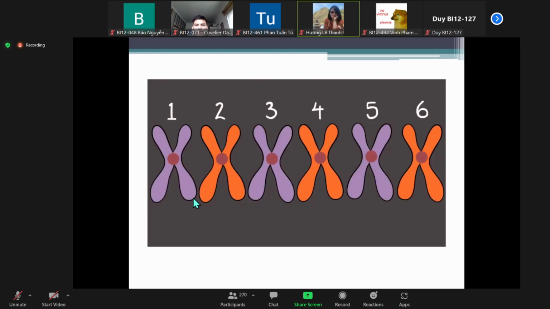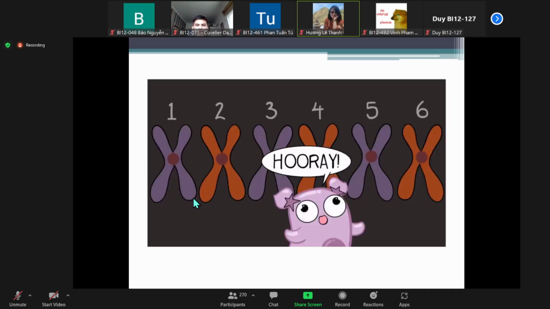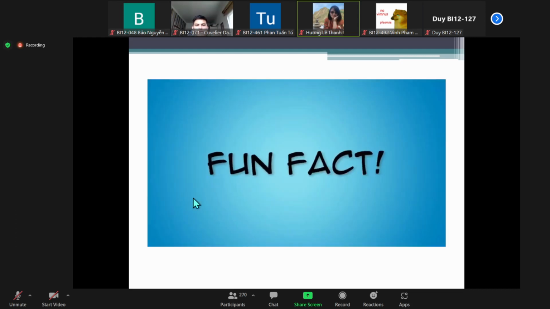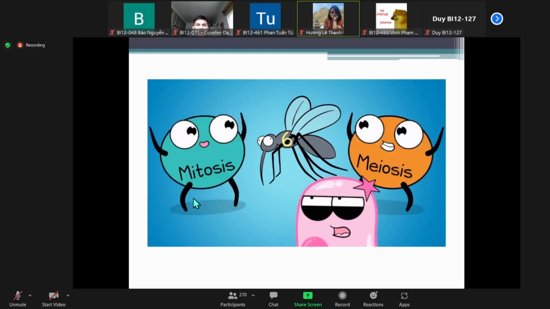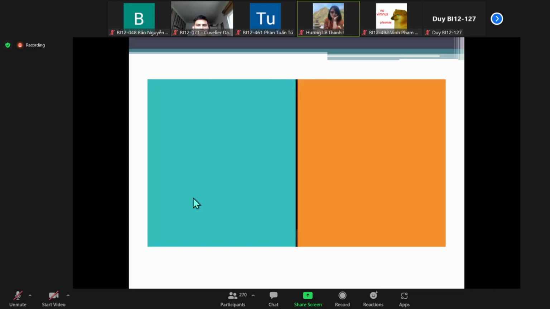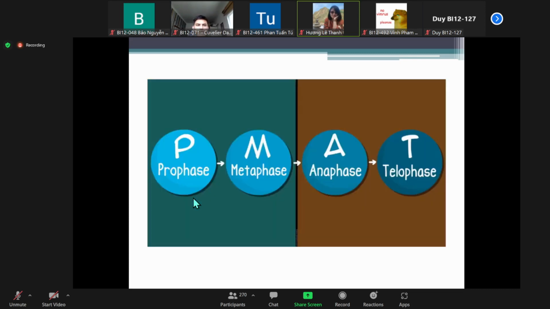We're going to use 6 chromosomes in our diagrams when we illustrate what's happening, because it's much easier to draw and visualize. Oh, and just a fun fact, some insects have 6 chromosomes, like mosquitoes. Unfortunately, I'm not a fan of mosquitoes, but mosquitoes do both mitosis and meiosis. When learning the stages, we give the acronym PMAT, which is helpful for understanding the stages.